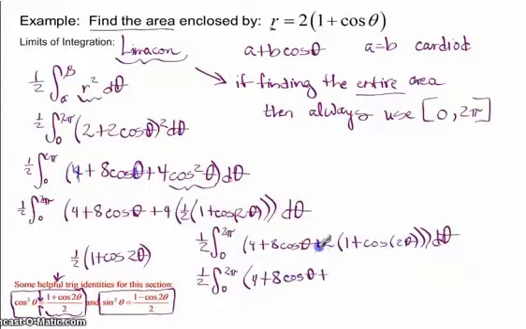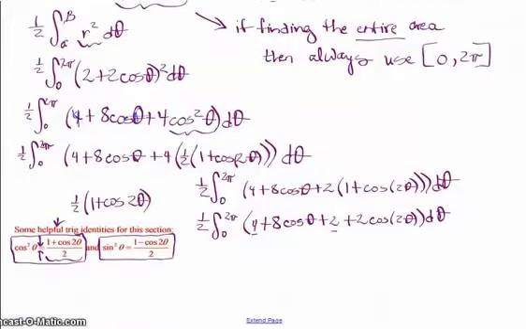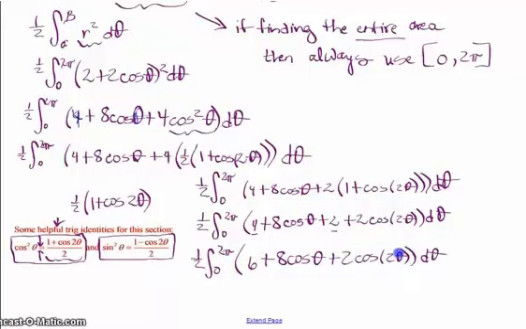Now I'm going to distribute this 2 through this parenthesis, so that's plus 2 cosine of the double angle measure, d theta. Now I have common terms that I'm going to put together here. All right, so now I have 1/2 the integral from 0 to 2 pi, and 4 plus 2 is 6, so I have 6 plus 8 cosine theta plus 2 cosine of the double angle 2 theta d theta.